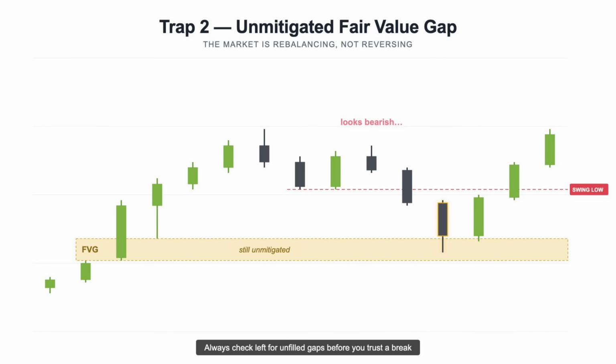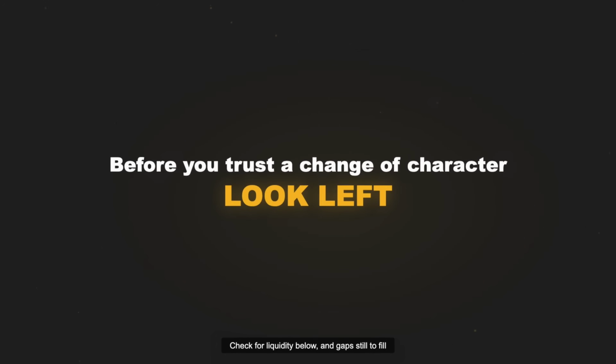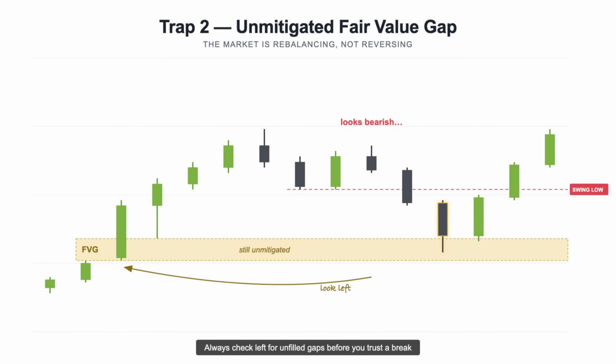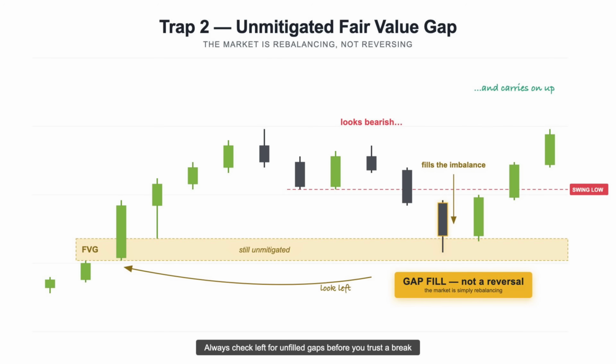That was never a reversal. That was the market rebalancing itself. The takeaway is the same in both cases. Before you trust a change of character, look left. Check for liquidity resting below the level, and check for gaps that still need filling. That one habit will save you from most false signals.